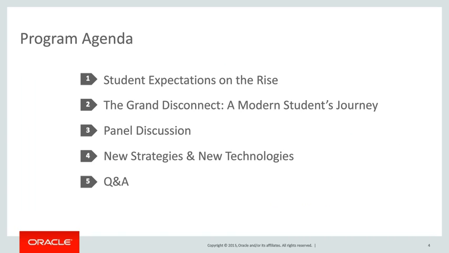So our overall agenda, we'll start off talking about why student expectations are on the rise, and then we'll get into a little bit about the disconnect in the modern student's journey. We'll then go into our panel discussions, and at that point I'll let both Bob and Charles introduce themselves. And after we get through the panel discussion, assuming we have time, we'll talk about some new strategies and techniques to help enable a modern student experience today.